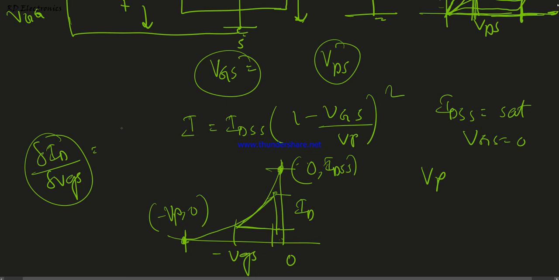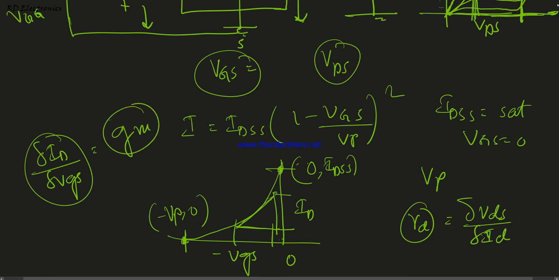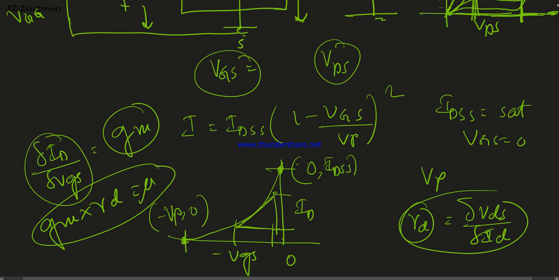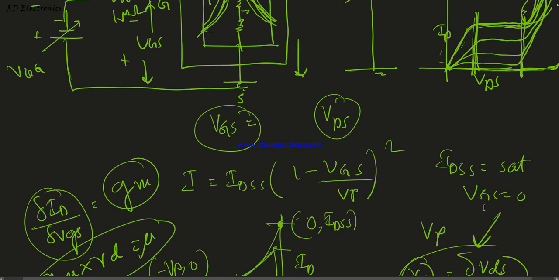Okay, so there are three parameters available in a JFET. One is drain resistance, which is the ratio of delta VDS by delta ID, and one is delta ID by delta VGS. This is known as gm, also known as transconductance. This is known as drain resistance, and multiplying these two parameters, gm into rd, we get the amplification factor of the JFET. The value of rd is obtained from the output characteristics.